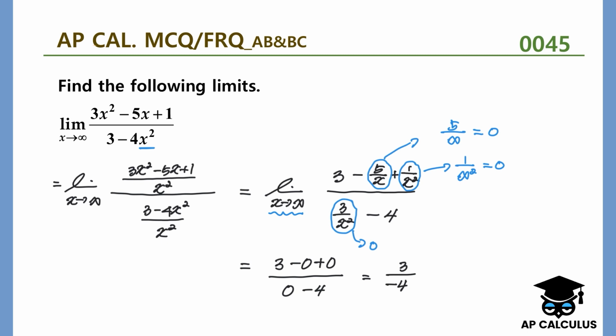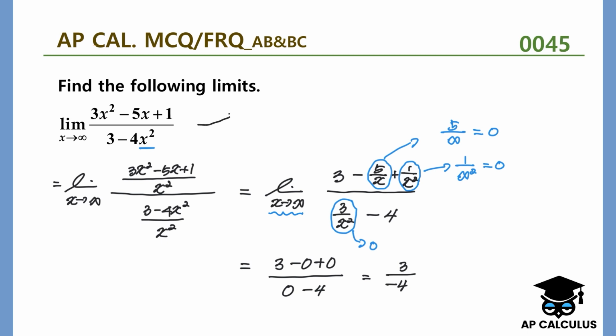Also, there is another way to find the limit as x approaches positive infinity or negative infinity. When both the numerator and denominator have the same degree, in this case we have degree 2, right? Then the answer is leading coefficient of numerator over leading coefficient of denominator, which is equal to 3 over negative 4. It is because this is a rational function, right? We have the same degree in numerator and denominator. Then we learned that the horizontal asymptote is 3 over negative 4, right?